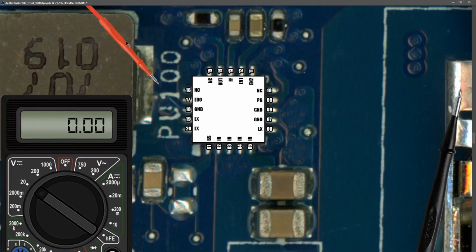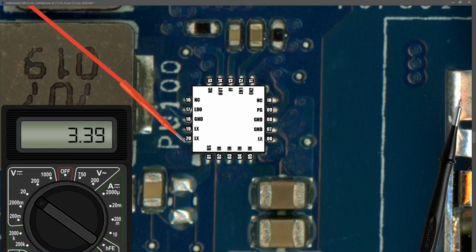So our input voltage is good, but are we getting our LDO output? Well, placing my red probe very carefully to pin 17, I find that we measure 3.39 volts. So our LDO 3.3 volts is also working. I also measured a higher current output on pin 19 and 20, and I found that that measured 3.39 volts also.